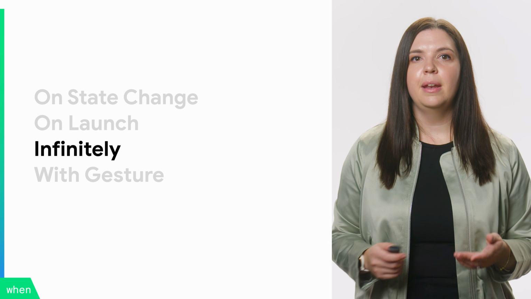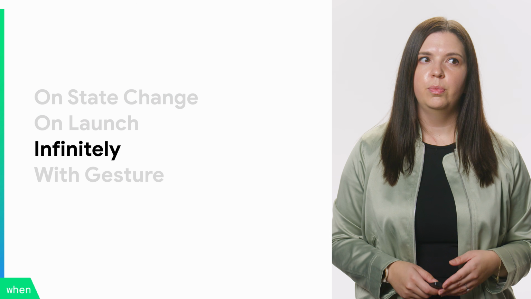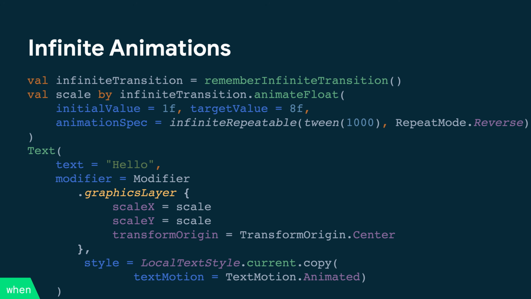Another option is to animate our content infinitely, or forever and ever. These kinds of animations can be created using rememberInfiniteTransition. In this example, we create an animating scale that the text composable uses to scale content up and down for a pulsing animation. As you can see from this example, the hello text is repeatedly animating bigger and smaller.